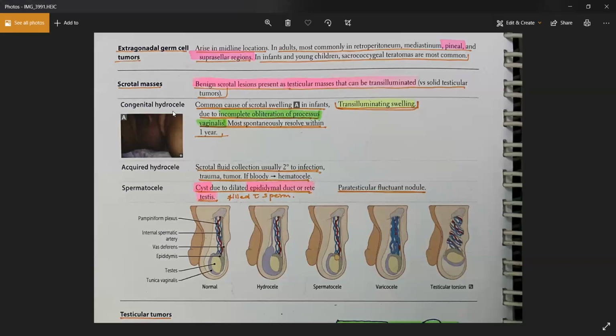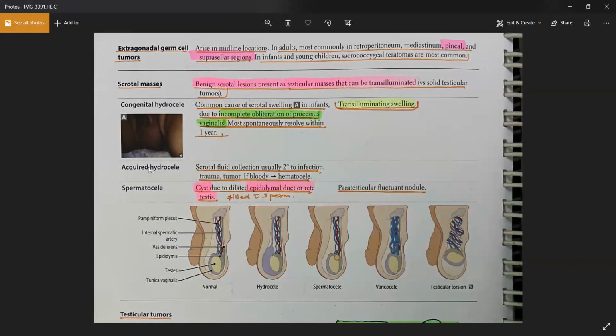Whenever you have an incomplete obliteration of the processus vaginalis, you will have a connection between the peritoneum and this part. As a result, fluid will start accumulating inside this layer, causing a swelling in the testis, as you can see. So whenever you shine a torch, this mass will transilluminate. So this is the congenital hydrocele. You will see a testicular and scrotal swelling, you shine a light, and you will see that this condition is a congenital hydrocele.